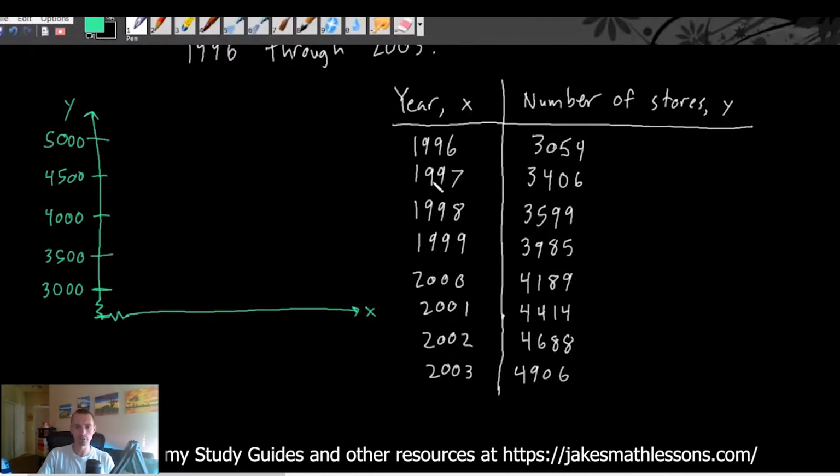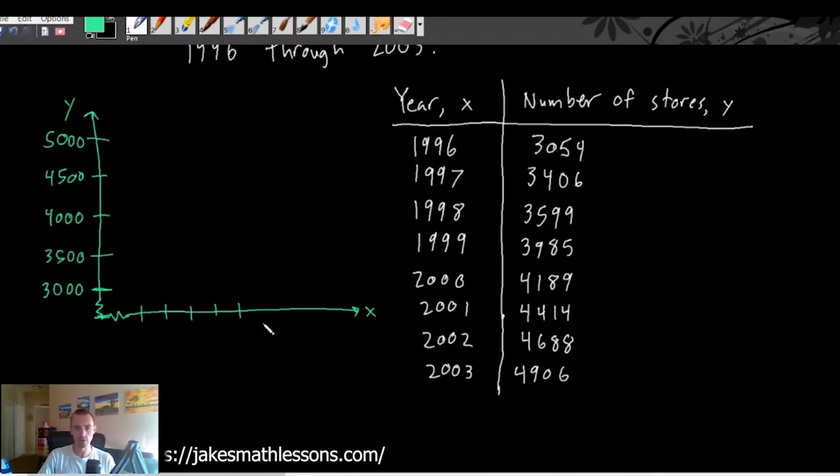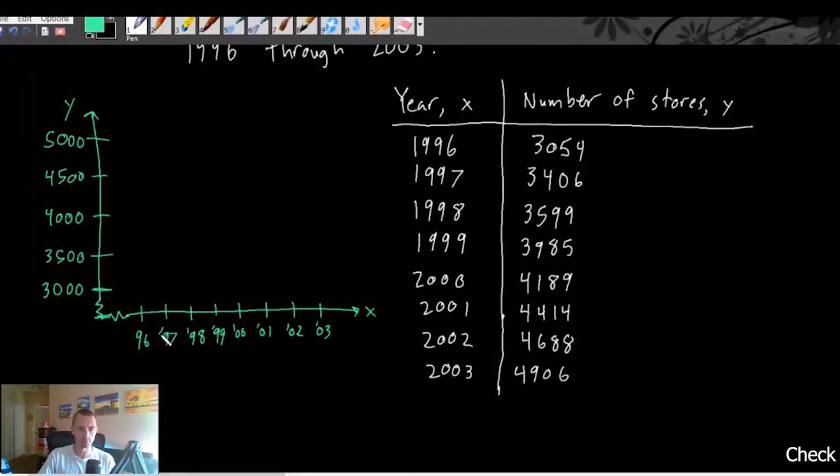Okay, so then similarly over here, we're basically just going to label all our years. So we're going to have 1996, 97, 98, 99, 2000, 2001, 2002, 2003. And then we'll just label them. So obviously I've shorthanded these, just written the final 2 digits of the years, but that's okay.